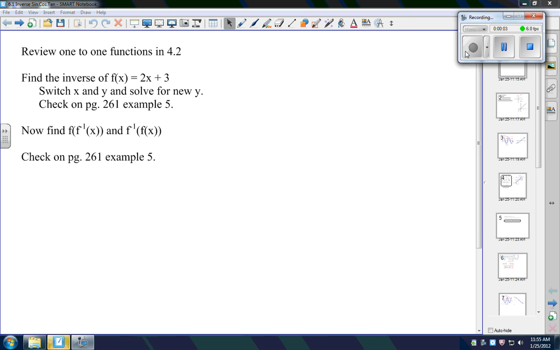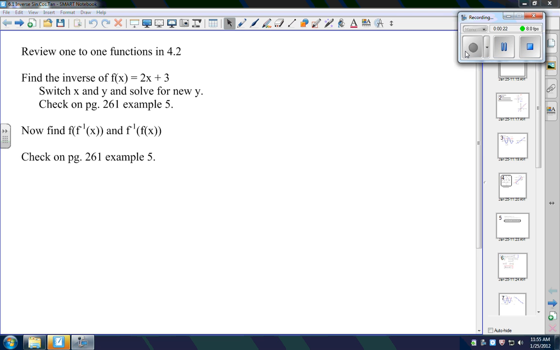Okay, so what we're going to do before we get started with chapter 6 is quickly go through one-to-one functions and inverses, because it's going to help us set these things up with their trig functions. So I'm going to go brief but as thorough as we can here. If you need to look through it some more, it's in 4.2.